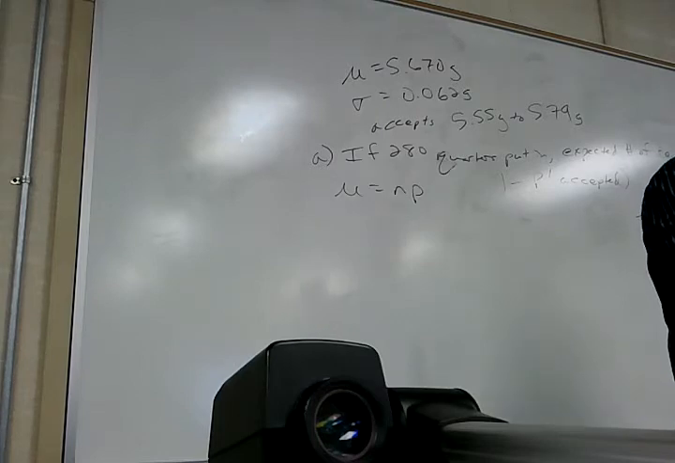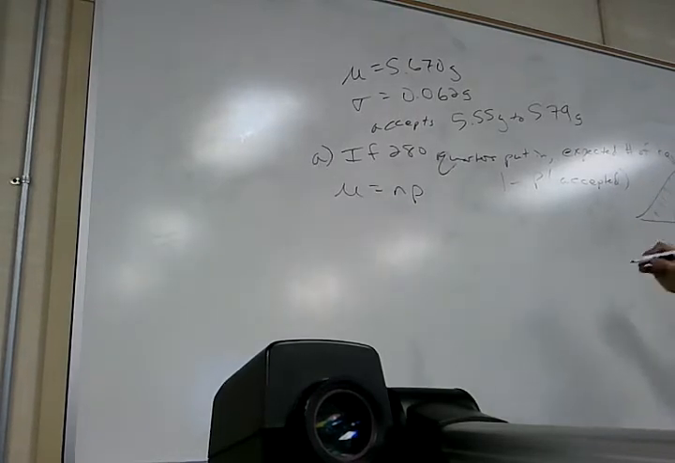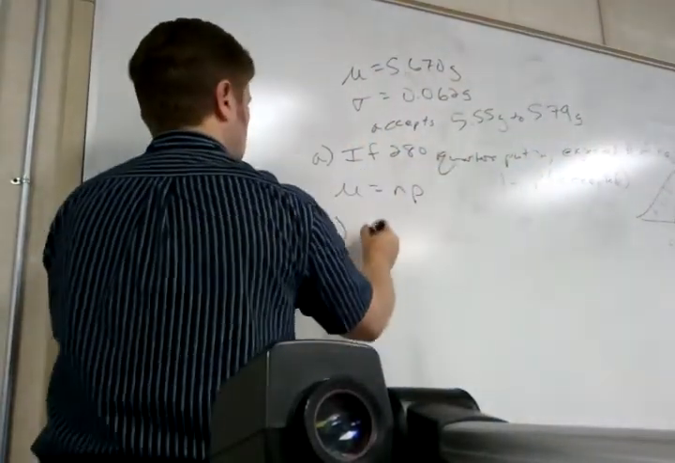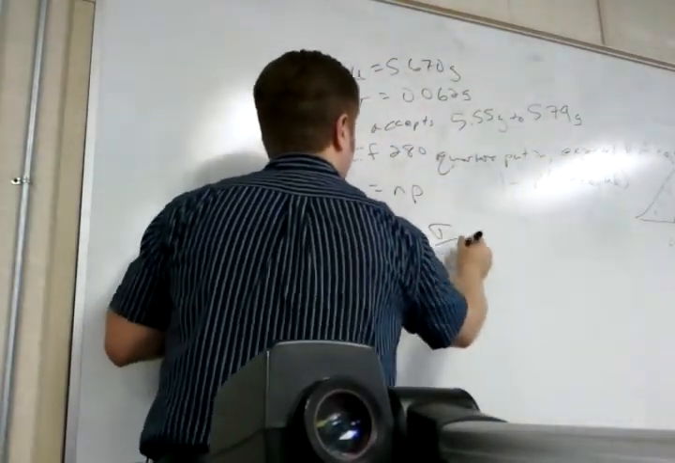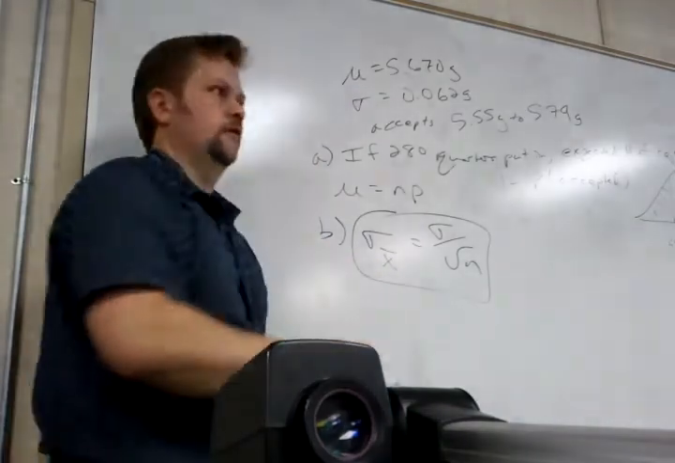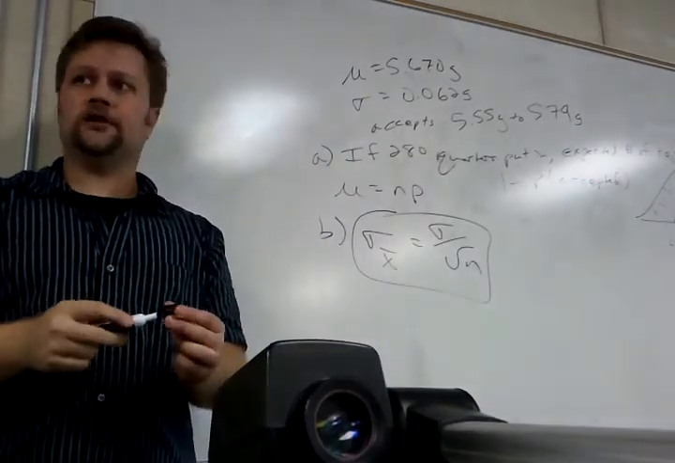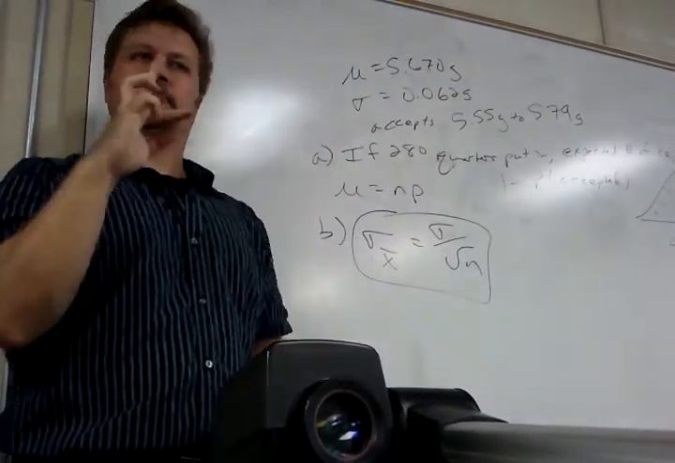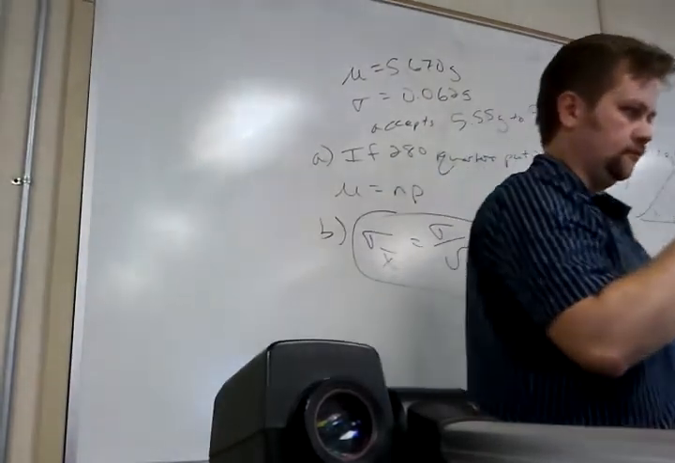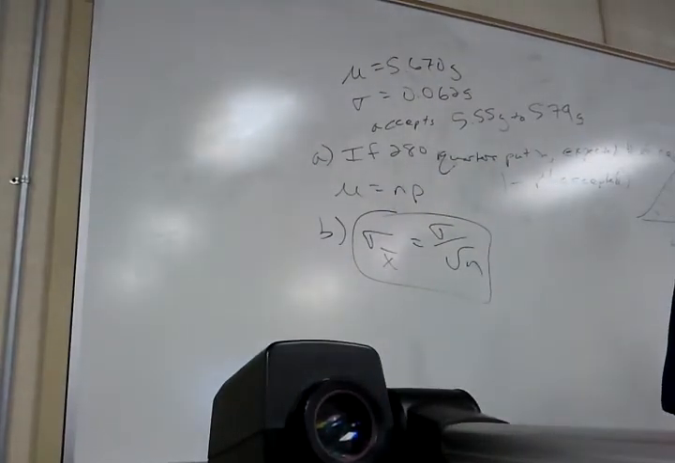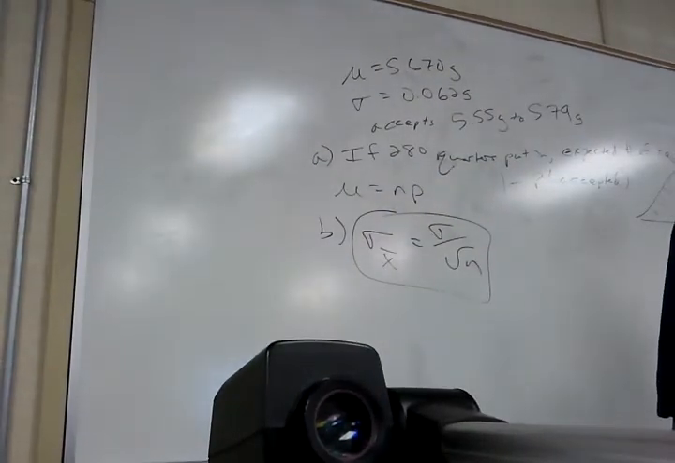Notice what's the key difference on part B? What part of part B actually tells me I've got to do this? Very first thing, I've got to do this. What part of part B tells me that? It says, probability that what? The mean.